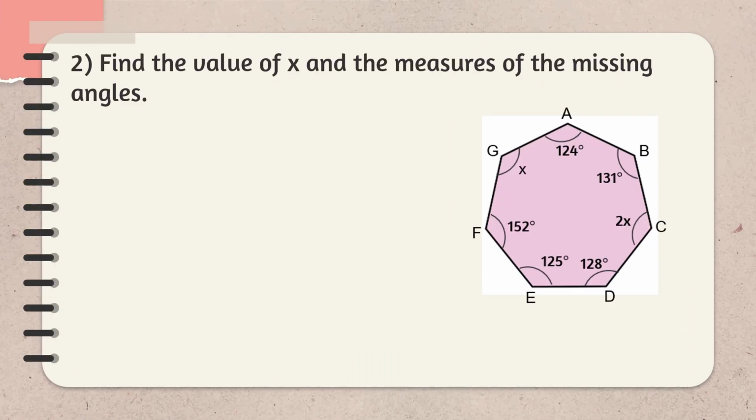Let's go to the second sum, that is find the value of x and the measures of the missing angles. First and foremost, which type of polygon is this? Can you name it for me? How many sides does it have? 7 sides. Very good. So a 7-sided polygon is called a heptagon. Please learn by heart the names of the polygons according to the sides at least till 10. It will be helpful for you.